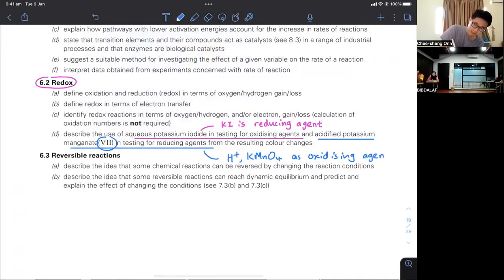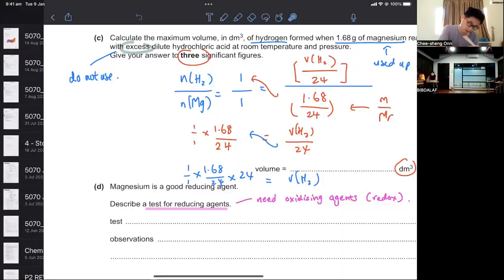What happens with this acidified KMnO4 as your oxidizing agent is that it will turn from purple to colorless. So this is the answer you're looking for, acidified potassium manganate(VII). If they ask you for words, this is what you write. If they ask you for what is the oxidizing agent, you can use formulas or you can use words, whichever one is fine.